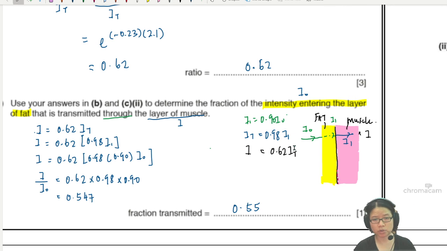So what did we learn here? At every single step, the ultrasound will lose its power, its intensity. First step, entering the fat, it attenuates to 90%. Second step, passing through the boundary, it retains 98% of the previous 90%. That's why it's 0.9 times 0.98. After you pass through all the muscle, only 62% of the 98% of the 90% is left. Because every single step you lose ultrasound, that's why we multiply them.